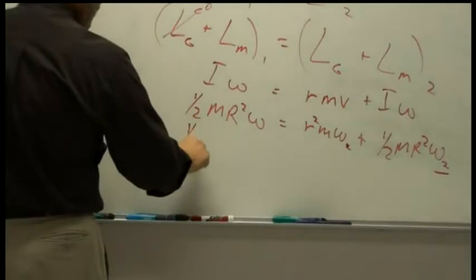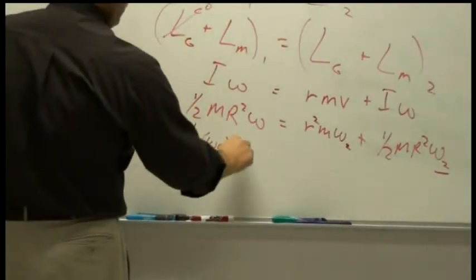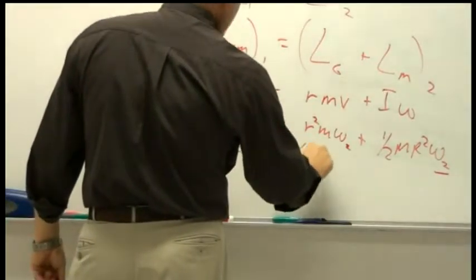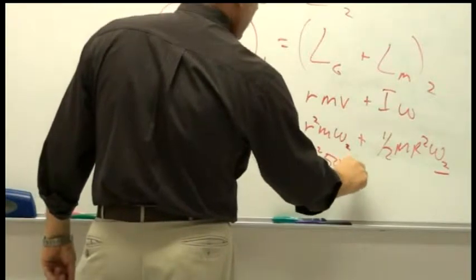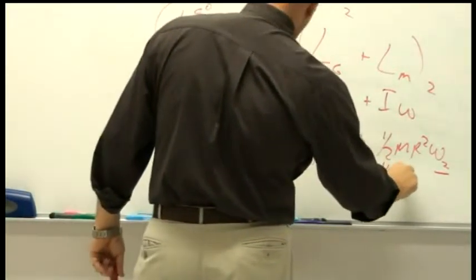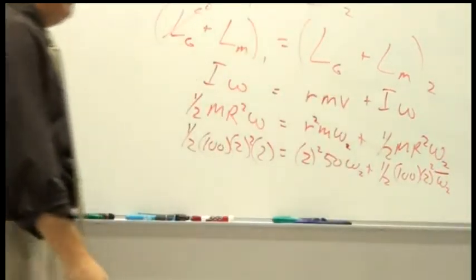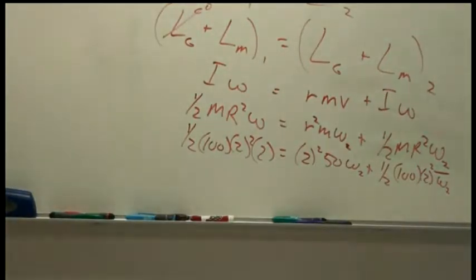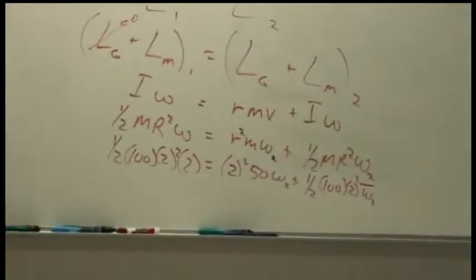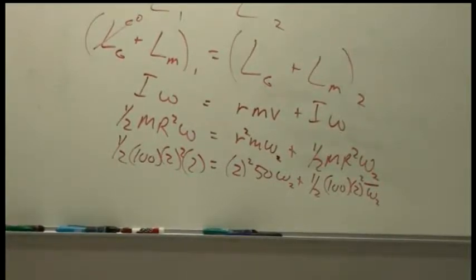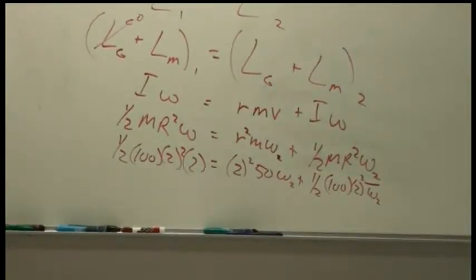So let's math it. This becomes 100. This becomes 2 squared. This becomes 2. This becomes 2 squared. Her mass is 50 omega 2 plus 1/2 100 2 squared omega 2. There you go. The rest is just math, right? So let me just give you the answer. I trust that your algebra is sufficient to get you this one. I know it's a leap, but I get an answer of 1 radian per second. That's what I got, and that's what my answer sheet got. 1 radian per second.